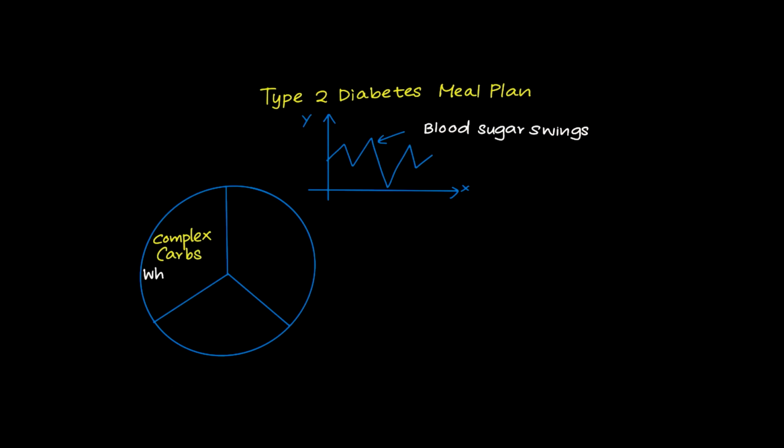Complex carbs, like whole grains, beans, and vegetables, digest slowly and raise blood glucose gradually. Lean protein from fish, poultry, and legumes supports satiety without adding saturated fat. Healthy fats from nuts, seeds, avocado, and olive oil slow digestion further and help absorb fat-soluble vitamins.